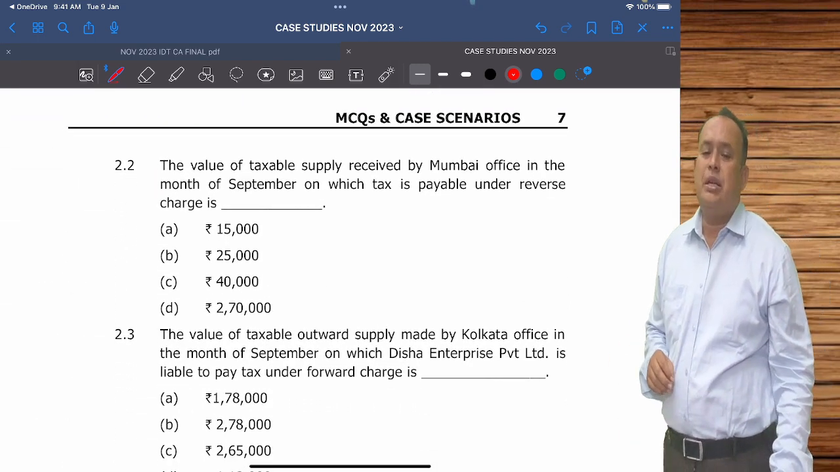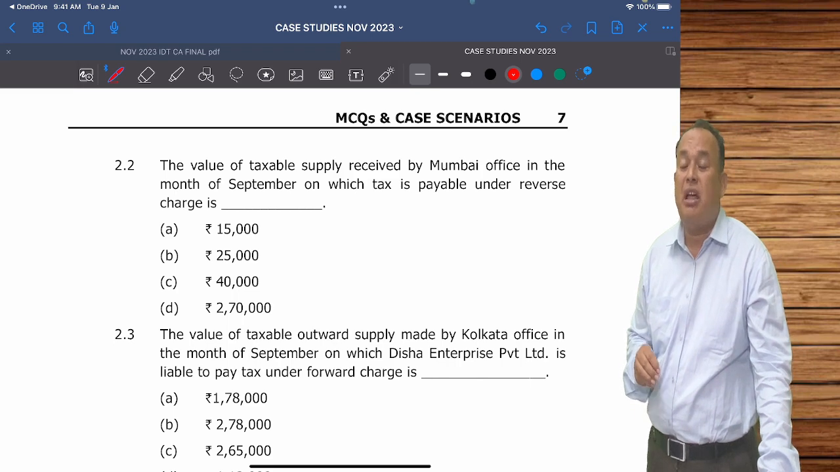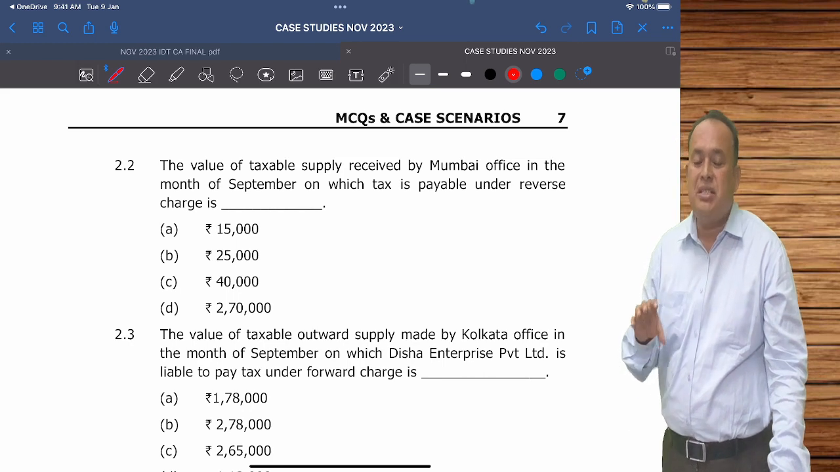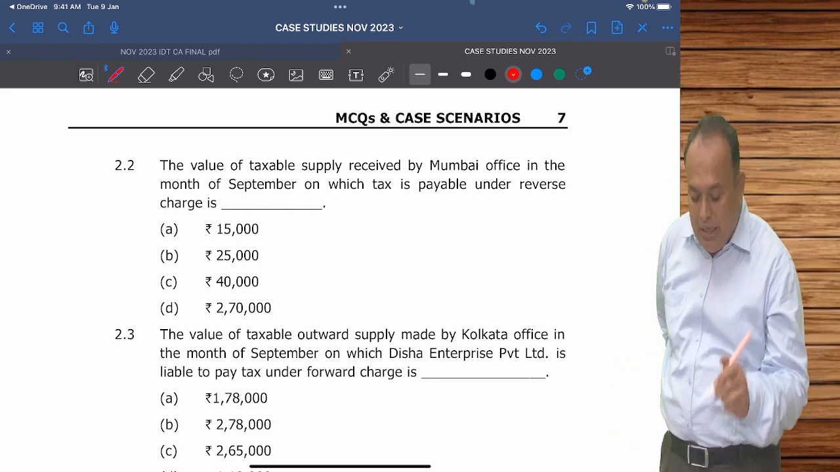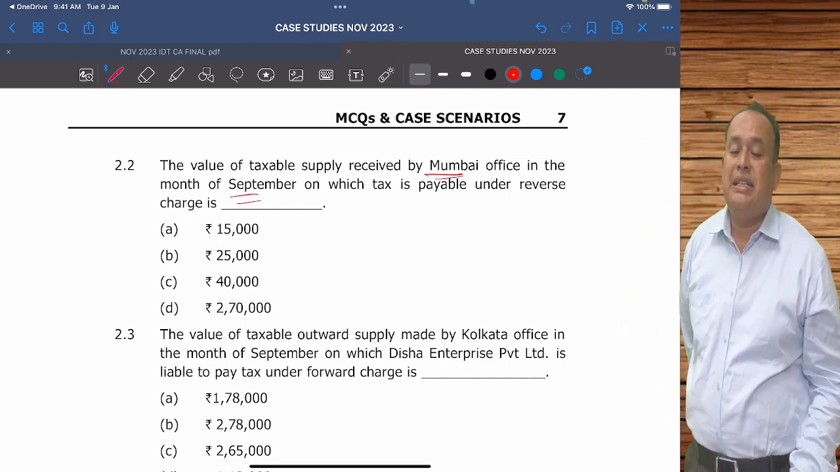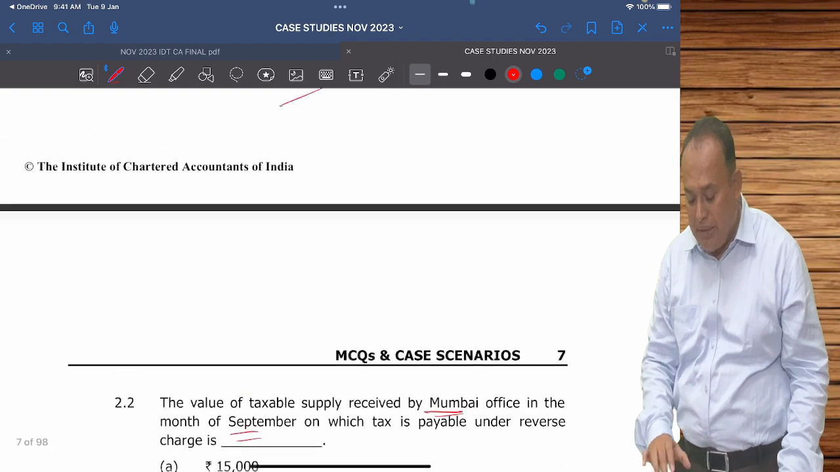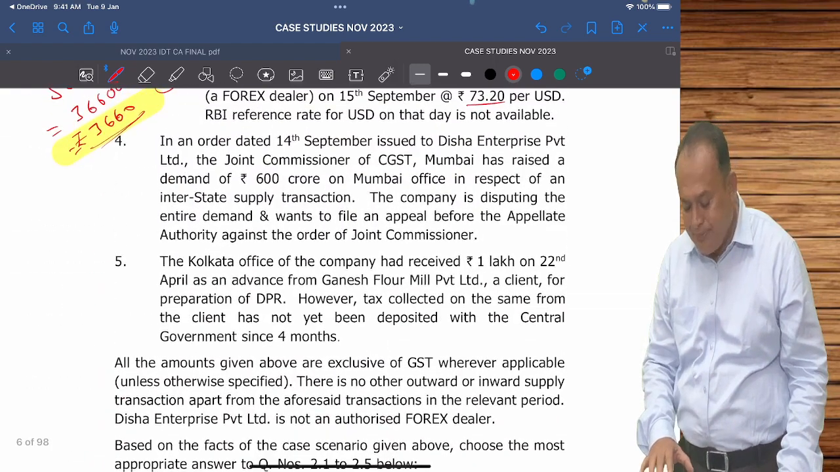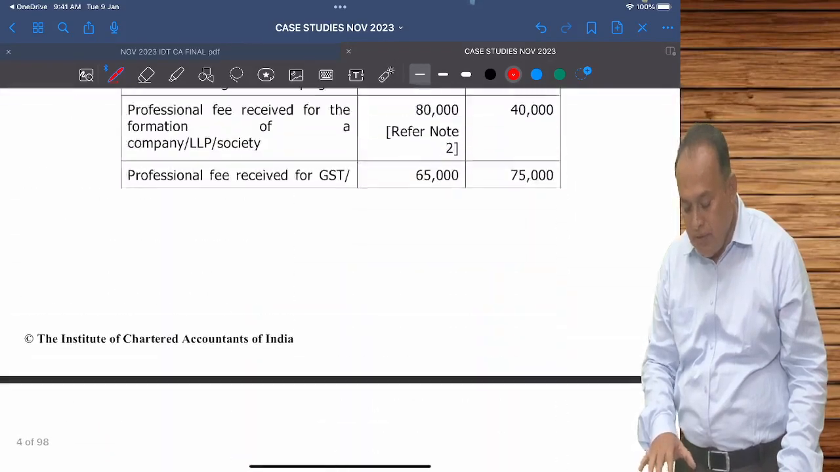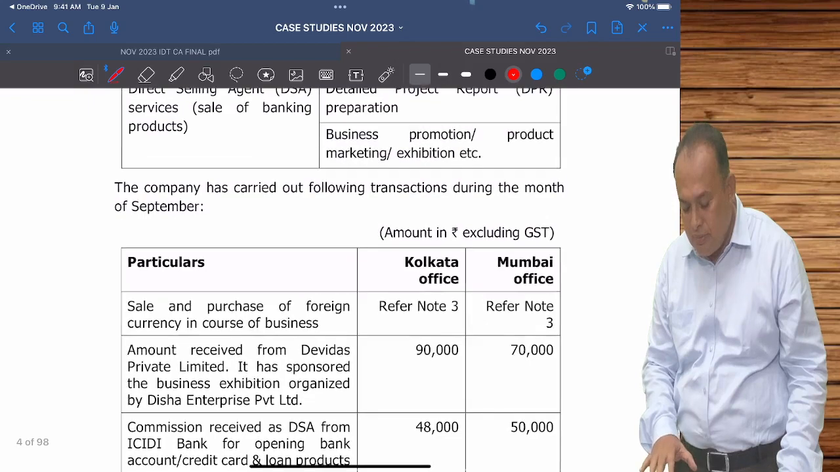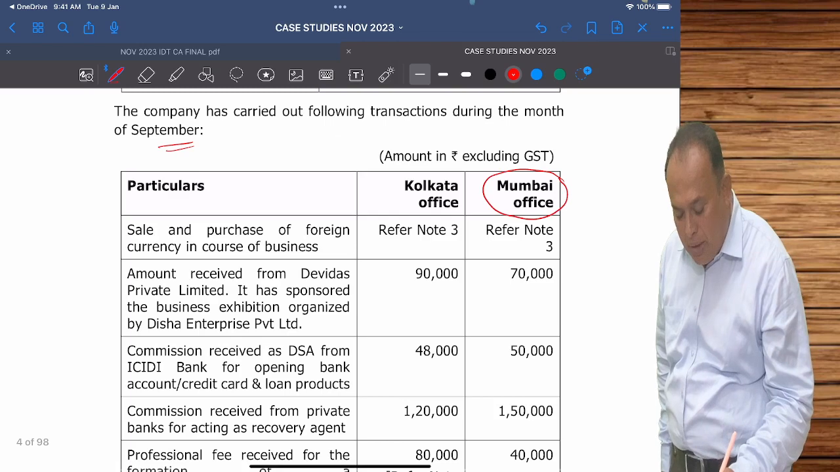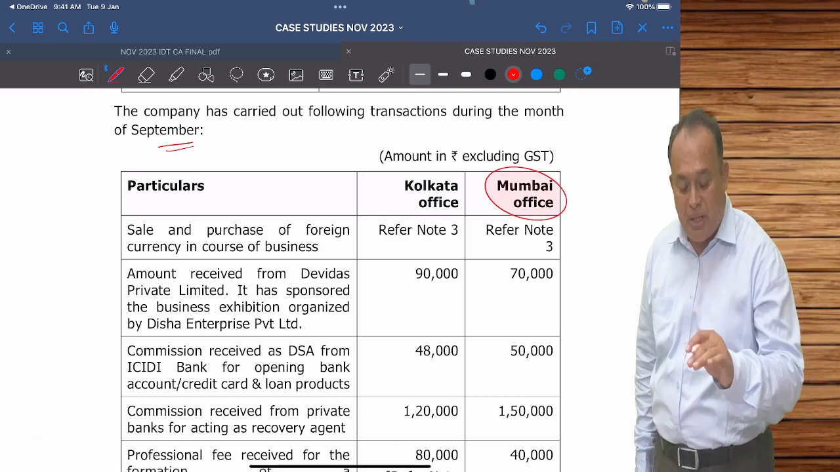Further, my dear friends, the value of taxable supply received by Mumbai office in the month of September, on which tax is payable under reverse charge. They are asking only about Mumbai office, that too the September month, in which tax is payable under reverse charge. If you refer here, my dear sir, you will understand the transactions given here for the month of September. Okay, only for Mumbai office I have to refer. They are asking how much is under reverse charge.